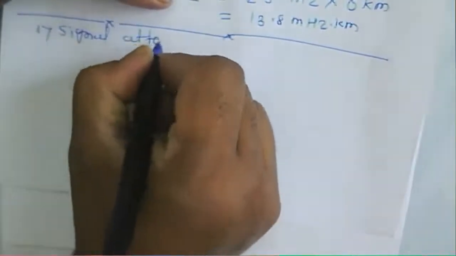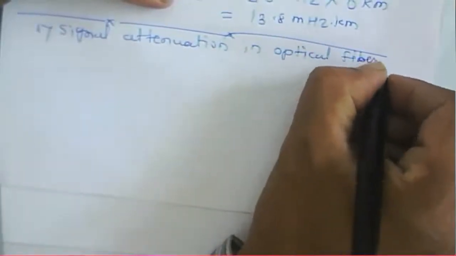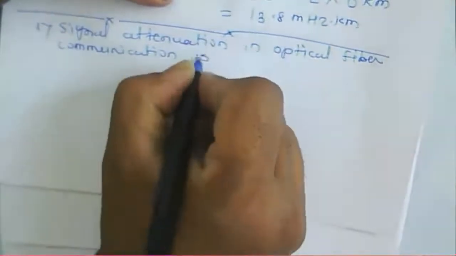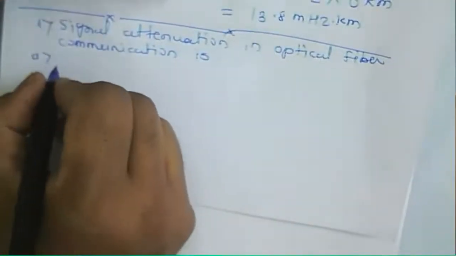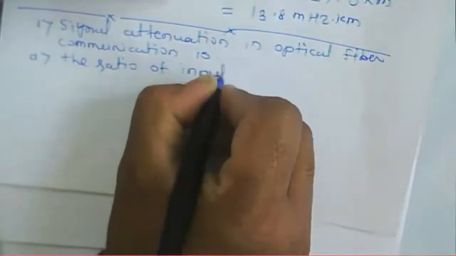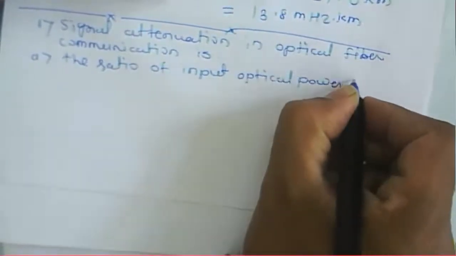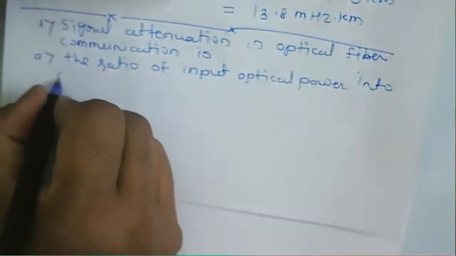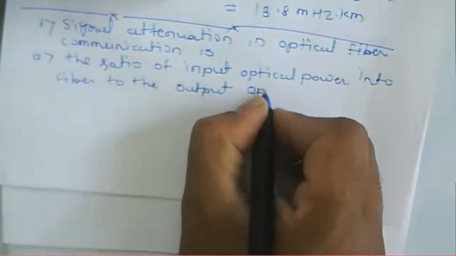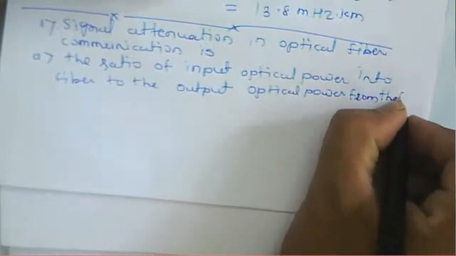Signal attenuation in optical fiber communication is A, the ratio of input optical power into the fiber to the output optical power from the fiber.